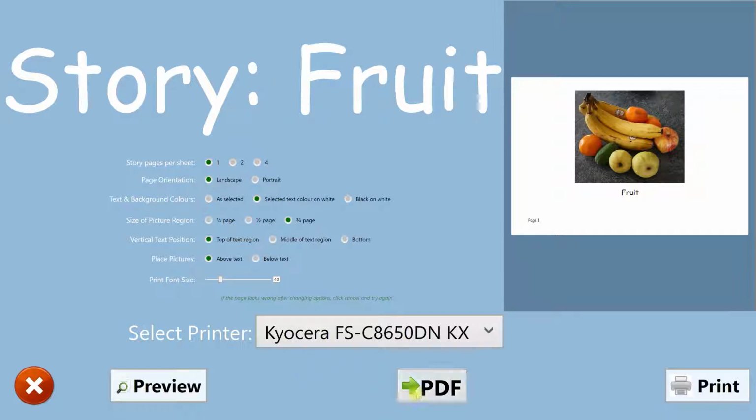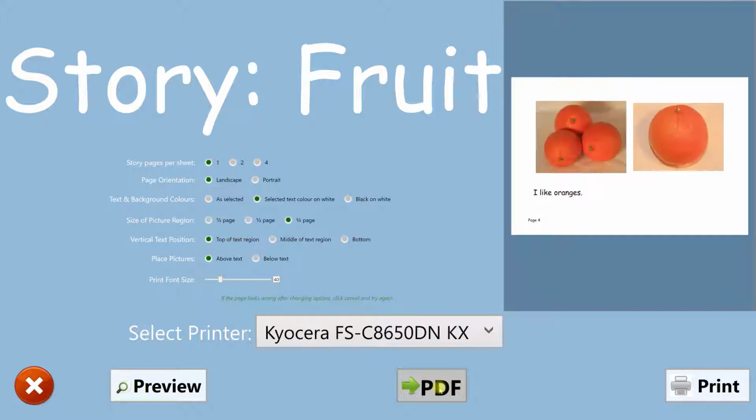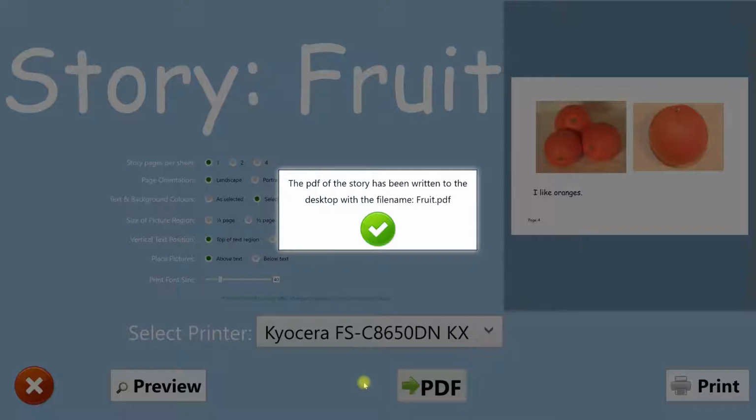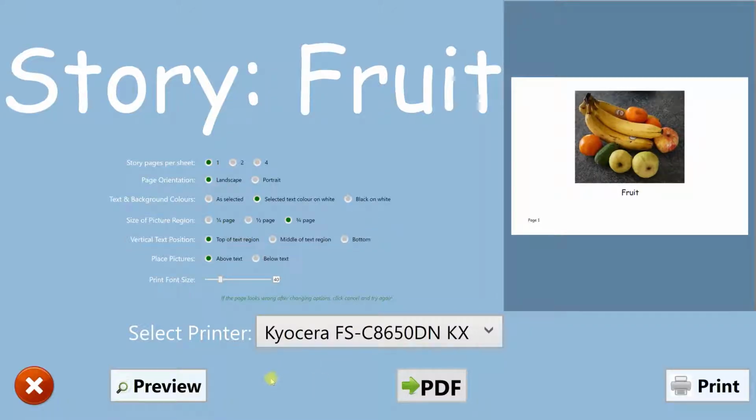You can also print to PDF. So we click on the PDF and it will automatically give you the PDF on the desktop labeled fruit PDF. So that's sitting there. So you could print it that way if you wanted. You can preview the story.